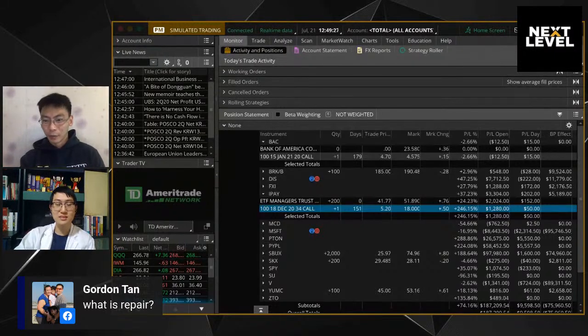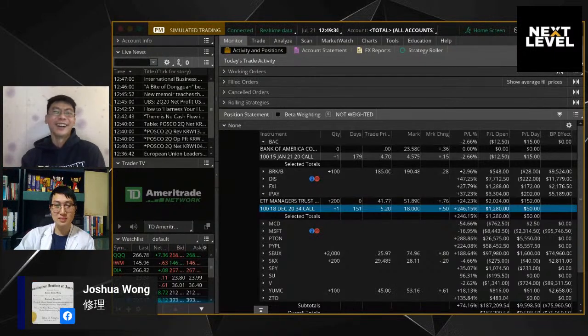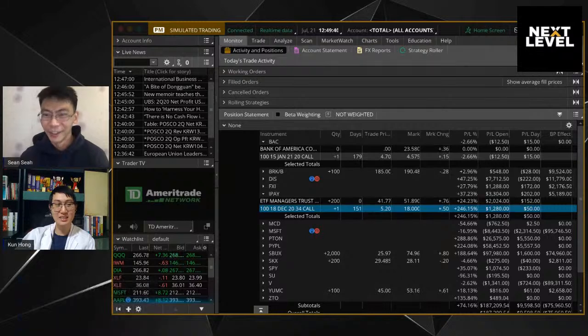Okay, so how many of you want to do repairs? Xiu Li, okay, 我们学. Are you trying to tell him what is repair? Yes, repair is to fix the bad trade, okay? Repair equals the opposite of a bad trade. So we will talk about this.